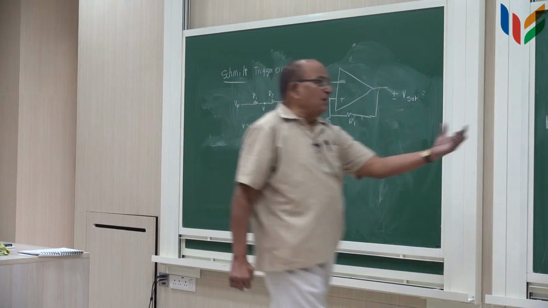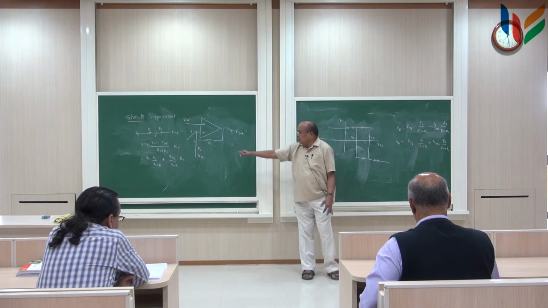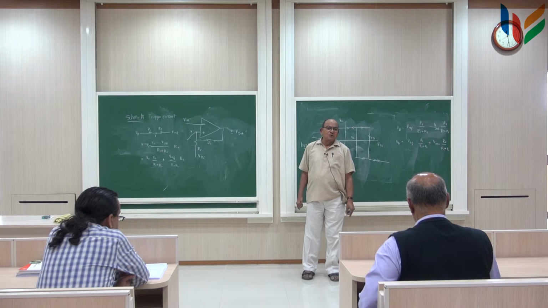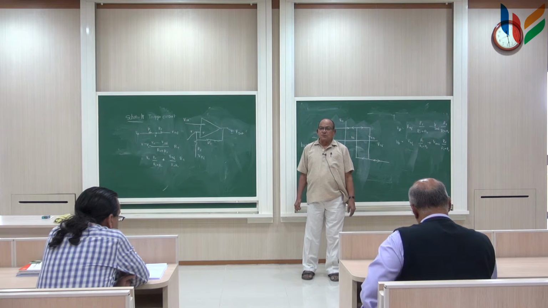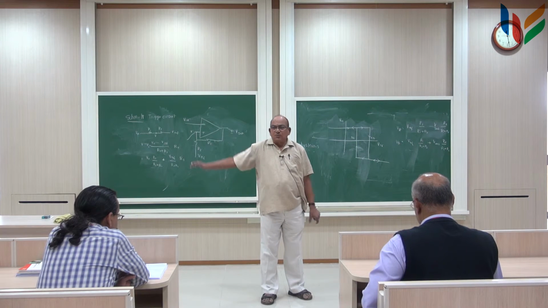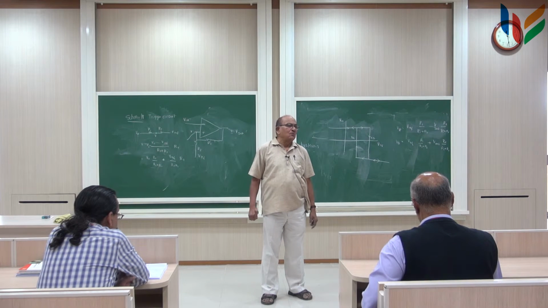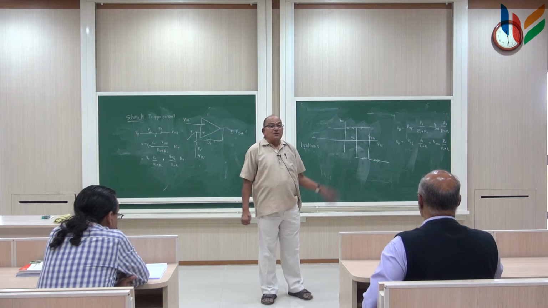I can decrease this width of the hysteresis by adjusting my V reference for a given magnitude of Vsat. I can decrease this by proper choice of my V reference, but you will still always have some amount of hysteresis in this. What is the implication of this?